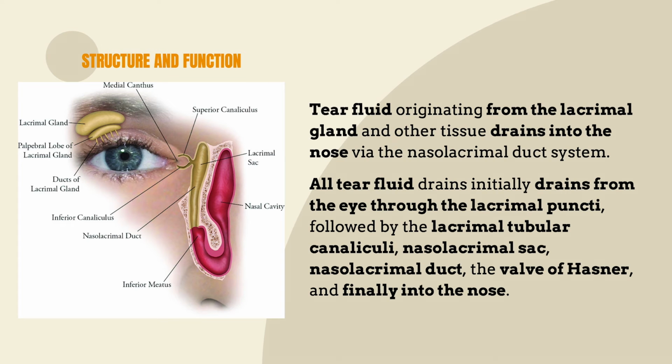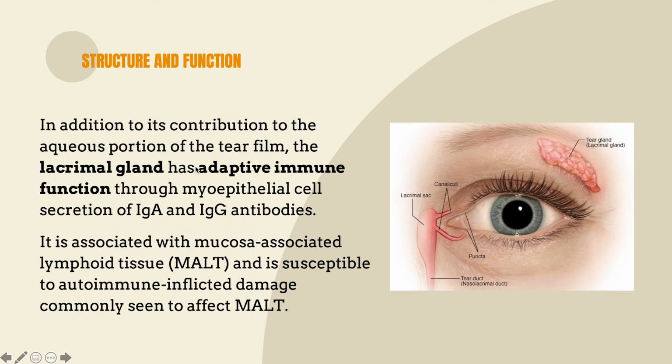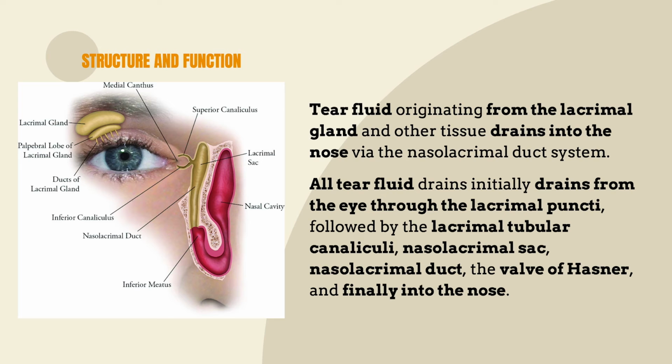Tear fluid originating from the lacrimal gland and other tissue drains into the nose via the nasolacrimal duct system. As you can see here, this yellow structure right here is the nasolacrimal duct. All tear fluid initially drains from the eye through the lacrimal puncti, followed by the lacrimal canaliculi, nasolacrimal sac, nasolacrimal duct, the valve of Hasner, and finally into the nose.